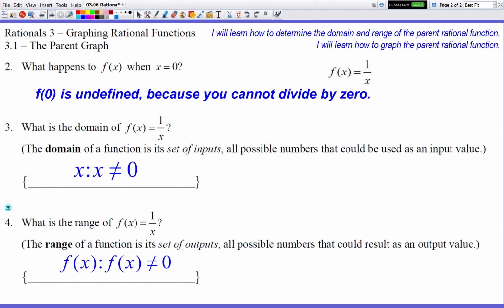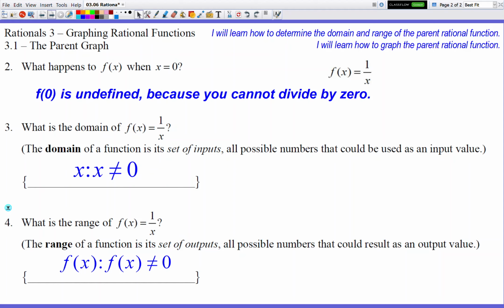So what happens to f of x when x equals 0? And basically what happens here is you've got to understand that this is a fraction. Rational functions are fractions, and if you plug in a 0 on the bottom of the fraction, it's not going to like that, right? Because you can't divide by 0, so it's going to just go crazy. If you try to do it in the calculator, it's going to say undefined, or some kind of error message, but anyway, it's not going to give you a response. And that's basically because you cannot divide by 0, okay?